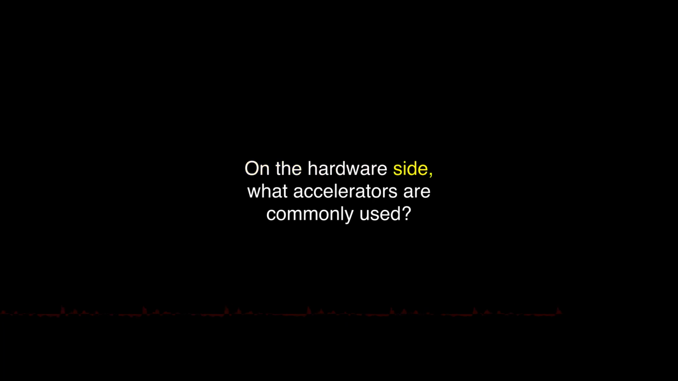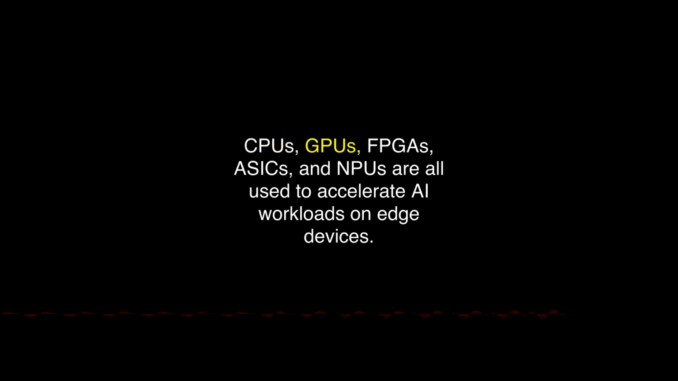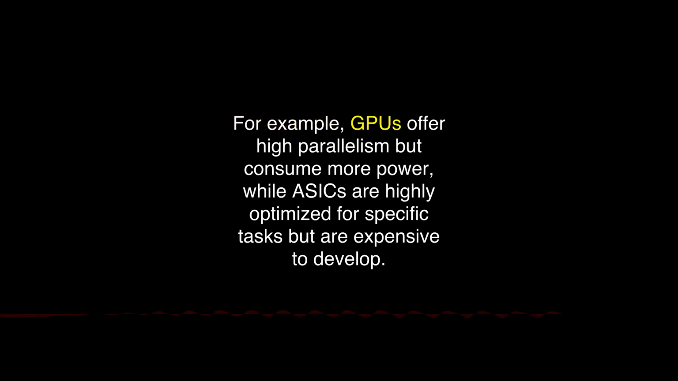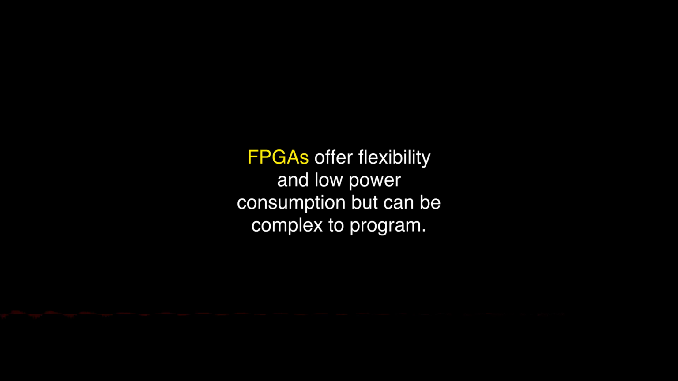On the hardware side, what accelerators are commonly used? CPUs, GPUs, FPGAs, ASICs, and NPUs are all used to accelerate AI workloads on edge devices. Each has its strengths and weaknesses. For example, GPUs offer high parallelism but consume more power, while ASICs are highly optimized for specific tasks but are expensive to develop. FPGAs offer flexibility and low power consumption but can be complex to program.